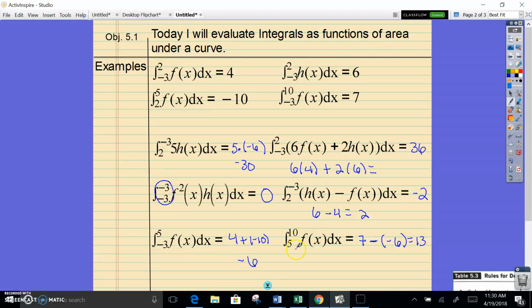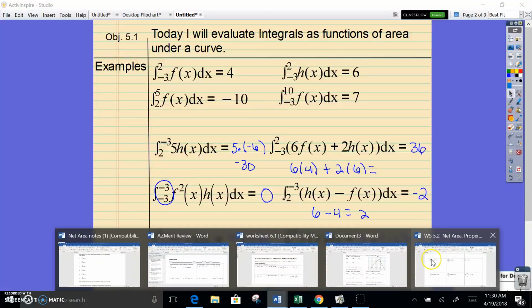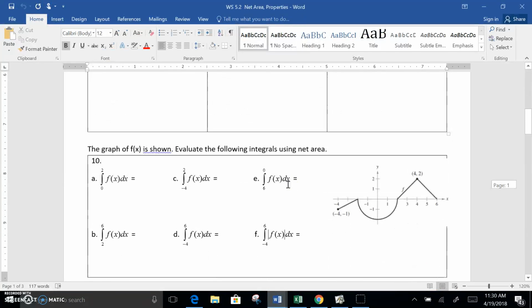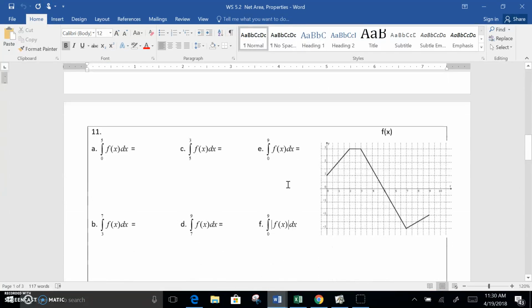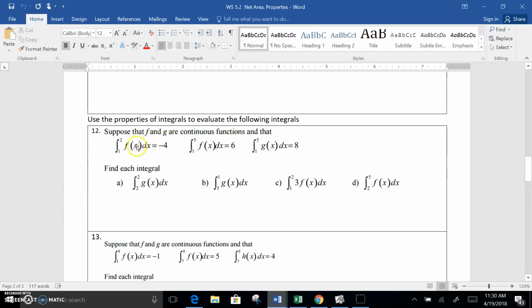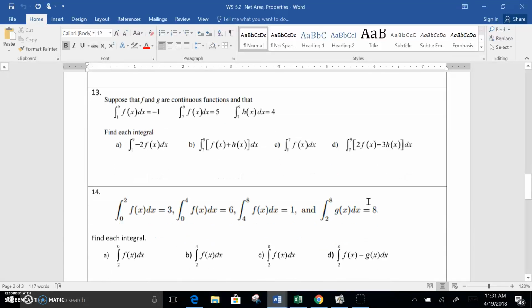Okay? So that's properties of integrals. That's some examples explained. In the worksheet that I gave you, you will see at the very bottom some practice problems related to this. Here's our areas under curves, and at the bottom you see the setup where you're given some information and then you need to go ahead and use the properties to find the answer.